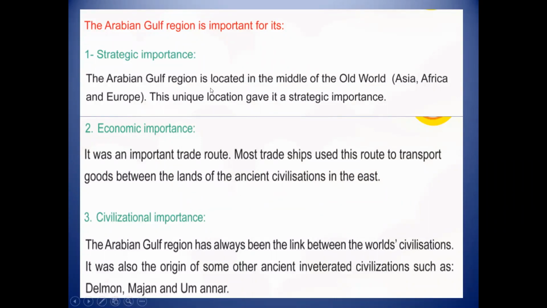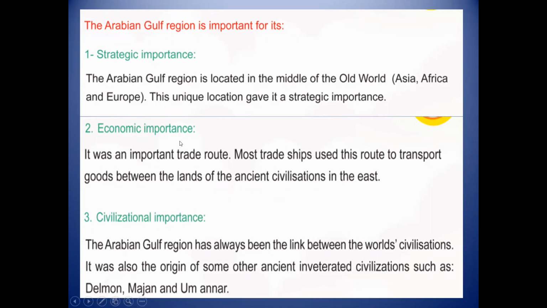So the Arabian Gulf region is located in the middle of the Old World. Old World means Asia, Africa, and Europe. So this unique location gave it a strategic importance. It is surrounded by civilizations it can interact with.